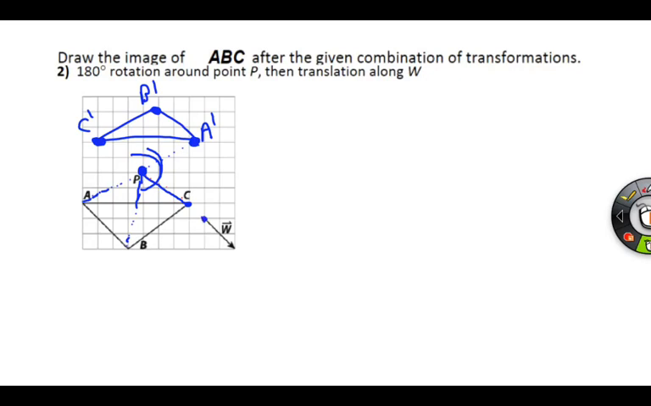This vector starts here and goes over 2 and then down 2. So we have to do that to each of these points. We go over 2 and then down 2, so this would be the A double prime. Same thing for the B: over 2 and then down 2, so then the B double prime. This will be kind of rough. And then the C, over 2 and then down 2, so this would be our C double prime. Then we connect those. Okay? Roughly. Alright.